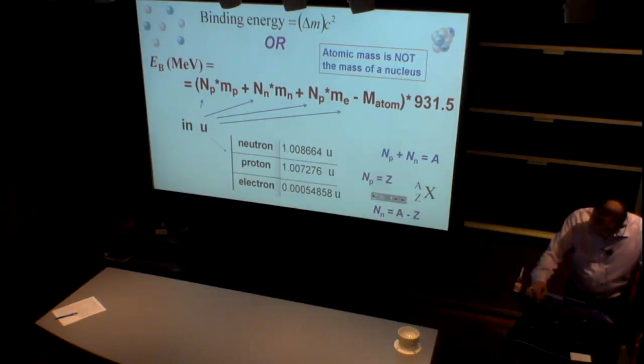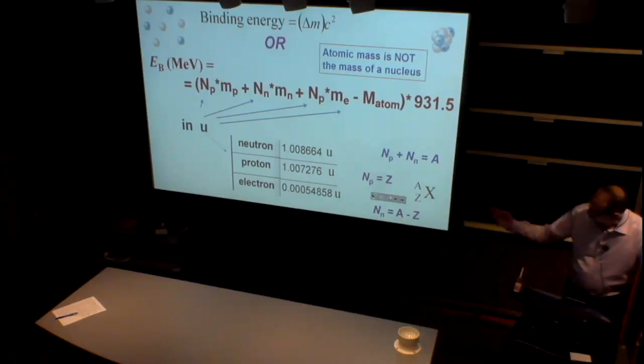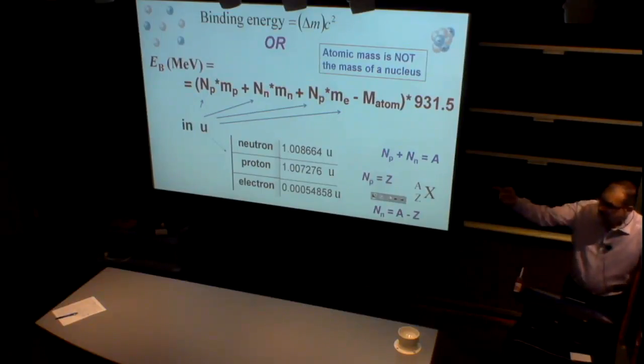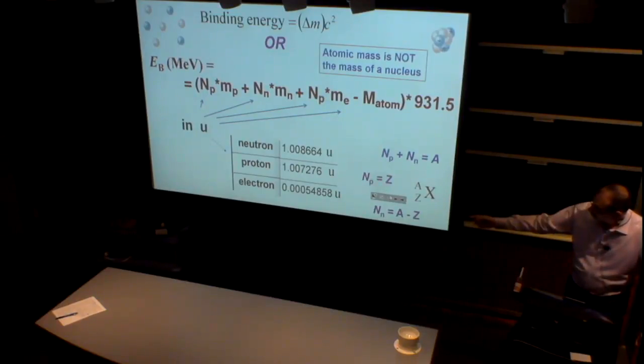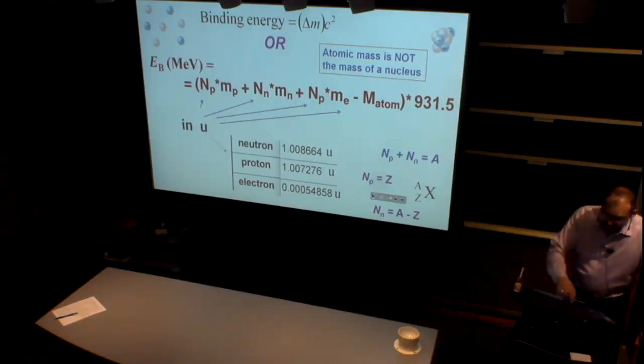What do we have here? The number of protons from the periodic table, the number of neutrons, and we know the number of electrons is equal to the number of protons. Chemistry.